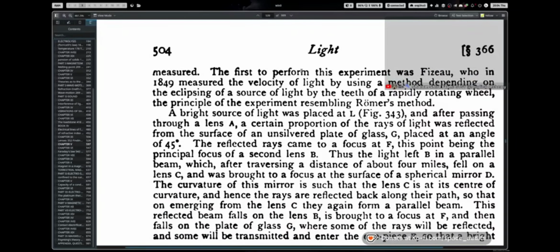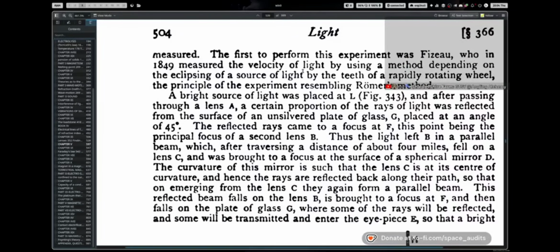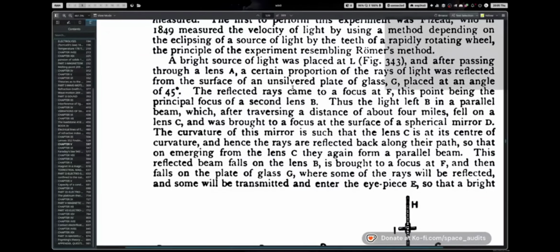The first to perform this experiment was Fizeau in 1849. He measured the velocity of light by using a method depending on the eclipse of a source of light by the teeth of a rapidly rotating wheel, the principle of the experiment resembling Romer's method. So maybe at the end here, we'll watch a little modern recreation of this method that Fizeau did for the first iteration of measuring the speed of light.